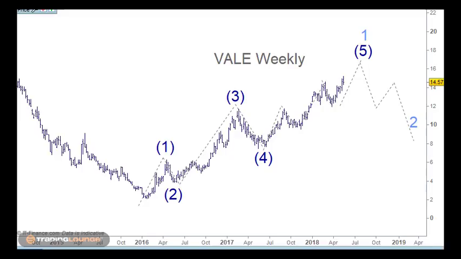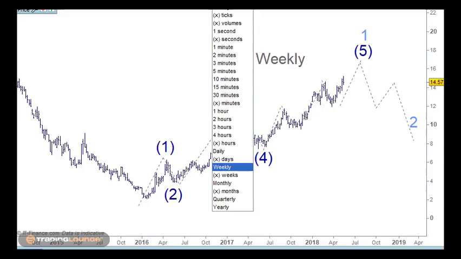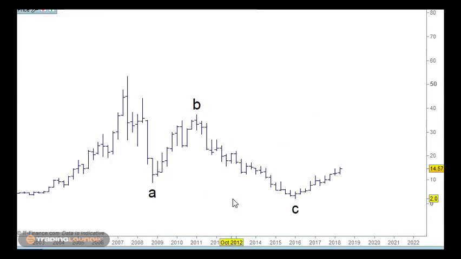And this is the same for BHP and RIO as well. We can look at them quickly. If I just go down to the quarterly chart here, in the bigger picture from the GFC and so on, and this is the same for BHP and RIO, we can see a very clear A, B and C wave here in 3 waves.